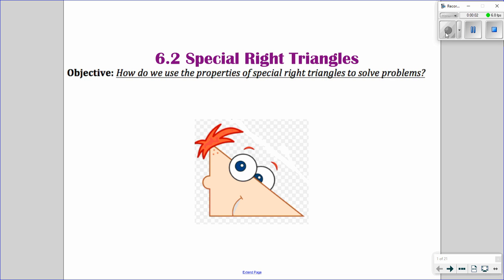Hi, welcome to our lesson on special right triangles. The objective is, how do we use properties of special right triangles to solve problems?